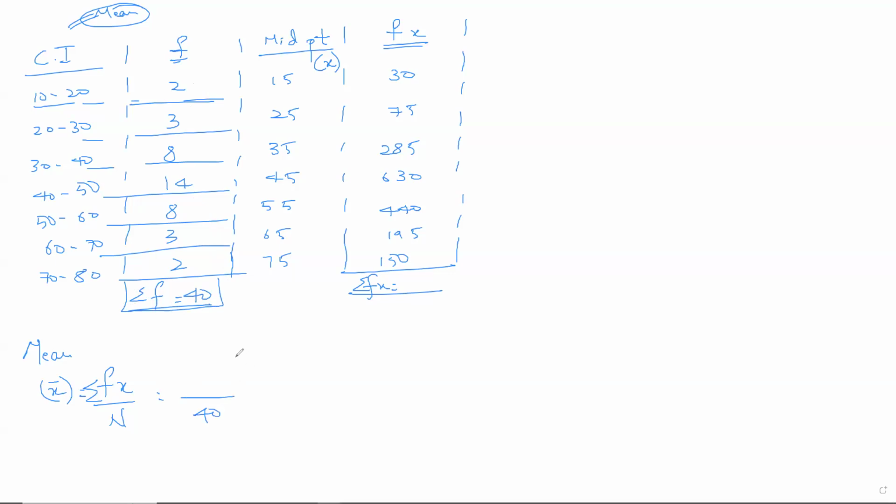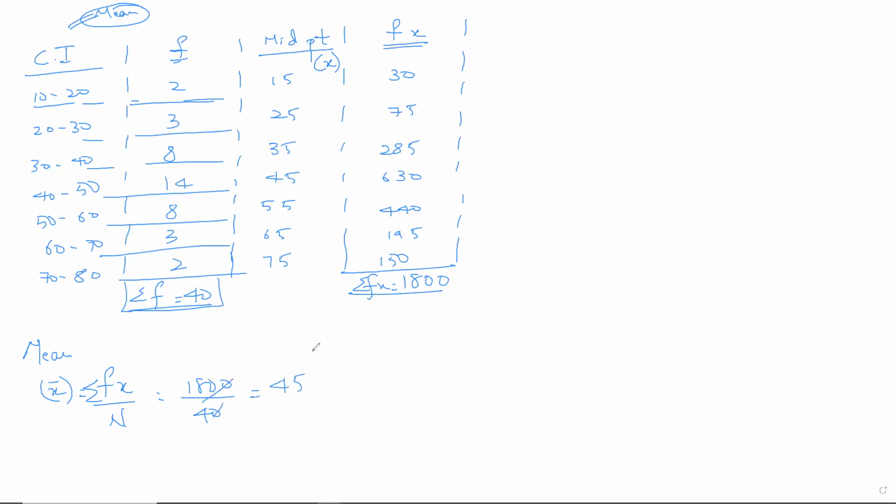Use your calculator and find summation of fx. If you add everything up, you're going to get some value, and that value you will be writing here. Give me a second, I will find that sum here. You keep adding 30 plus 75 and so on. You get 1800 here. So 1800 divided by 40, summation of fx divided by N. Now 1800 divided by 40, use a calculator, the answer is 45.